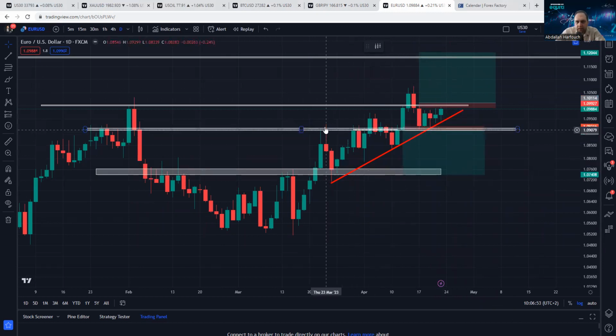For this horizontal line, look how much support we have. Now it's a support, but here it was resistance, resistance, resistance, support, support, and here we are pushing down. If we break this trend line also, we push further down. So the sell can start.